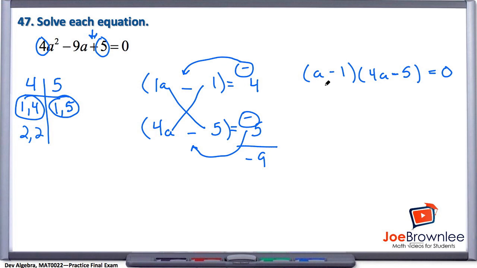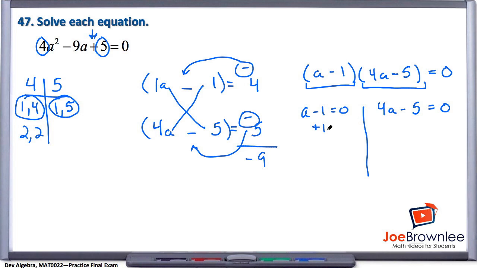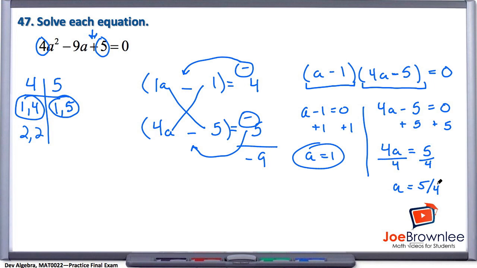And now that we've got our factors, the left-hand side is in factored form, we can set each of these to 0 independently and solve. So a minus 1 equals 0, and 4a minus 5 equals 0. All right, let's go ahead and add 1. So we end up with a equals 1. Here we'll add 5 to both sides. That'll give us 4a equals 5. And if we divide by 4 on both sides, we end up with a equals 5 over 4. And there are our two solutions, a equals 1, a equals 5 over 4.